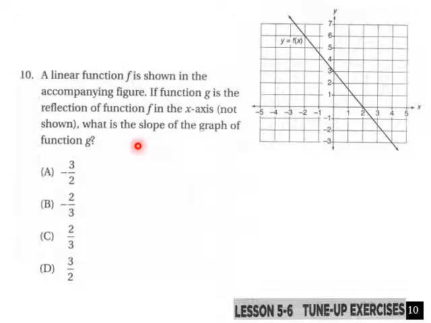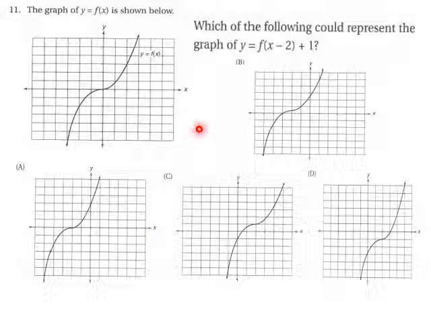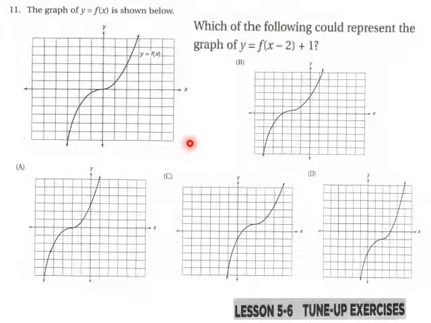What is the slope of the graph of the function g? So g, if the function g is the reflection of f in the x-axis. And number 11, which of the following could represent the graph of y equals f of x minus 2 plus 1? Which of these could be this situation here?